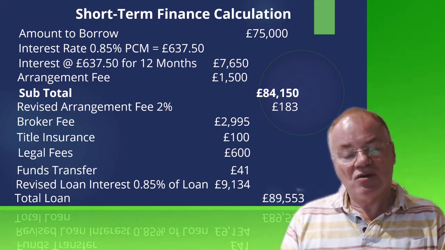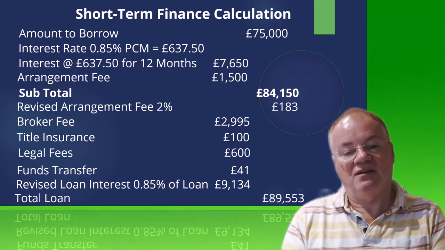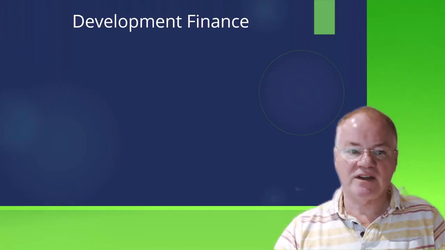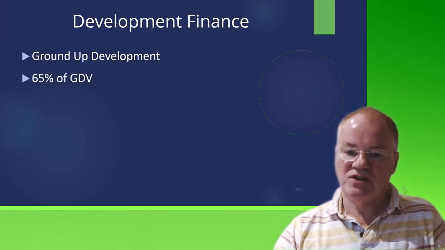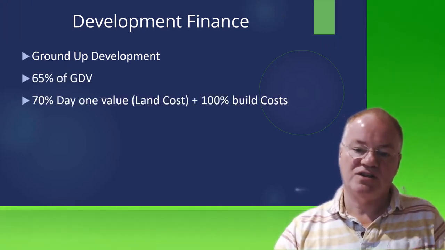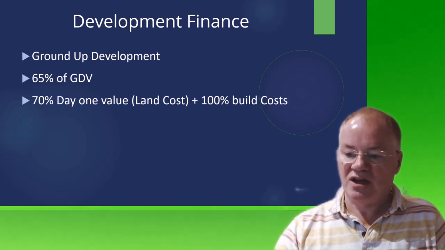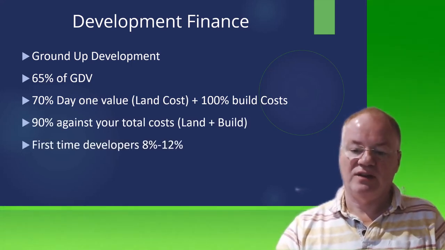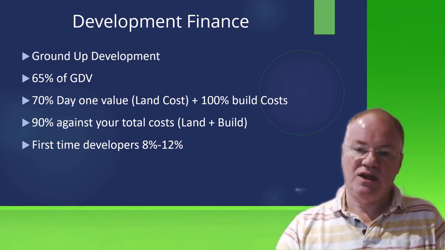So now let's go and have a look at an example of developer finance, which is what you would access if you're looking to borrow over £1 million. So with developer finance, we are looking at ground up development. Obviously they will lend you up to 65% of gross development value, 70% of day one, which is the land cost, and 100% of build costs, 90% against the total cost of land and build. First time developers will pay typically between 8 and 12%.